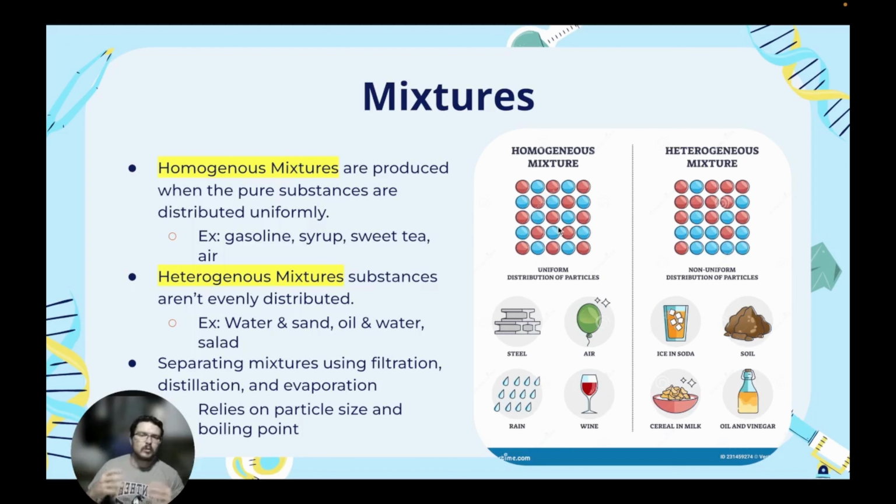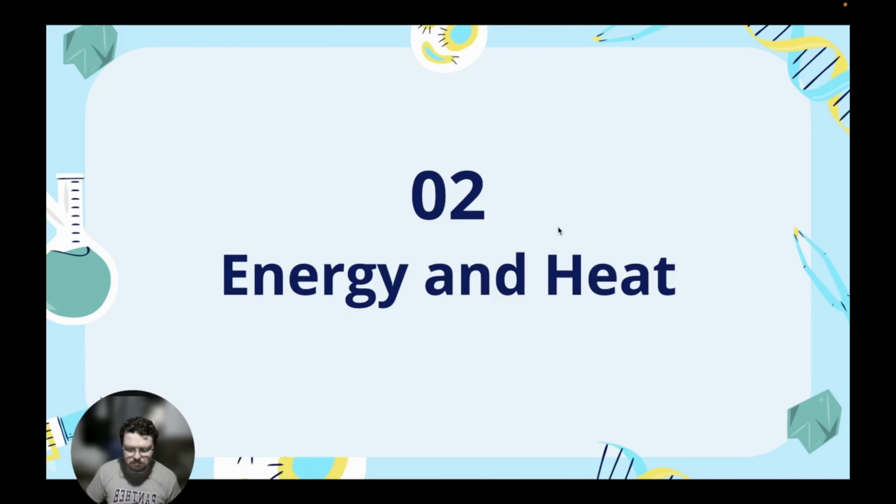And we can work with these mixtures. So if we put something into a mixture, we don't have to leave it as a mixture. There are ways to get it out. And we can do this using filtration, distillation, or evaporation. And all of these techniques rely on knowing the different pure substances, particle sizes, as well as their boiling points. All right, so that's the end of how we can classify matter.